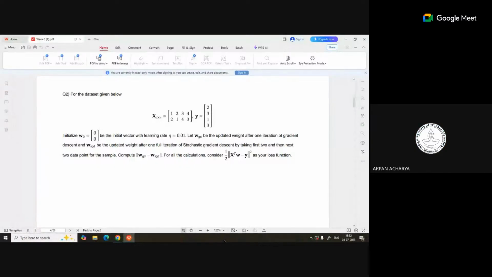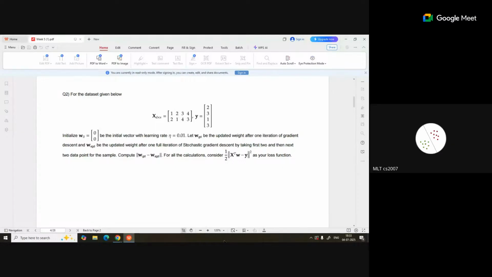Sir, what is the meaning of the line "updated to it after one full iteration of stochastic gradient descent by taking first two and then next two data points"? So what is stochastic gradient descent? You do it batch-wise, right? Kind of. You take the first batch and apply gradient descent over that batch, and then the second step.